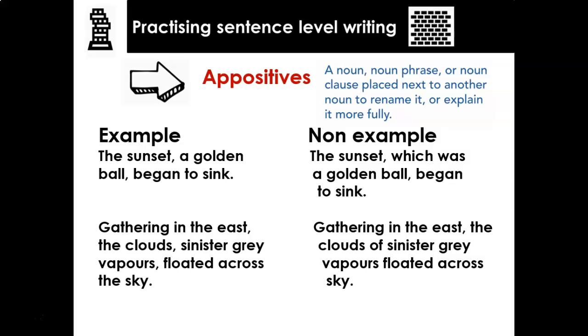Now let's have a look at this one. Gathering in the east, the clouds of sinister grey vapours floated across the sky. Now this is very similar except for one difference, and this difference makes the difference between an appositive and a noun phrase. Gathering in the east, the clouds of sinister grey vapours floated across the sky, and it's using this little word of. So these are 2 non-examples of appositives, and here are examples of the appositives.